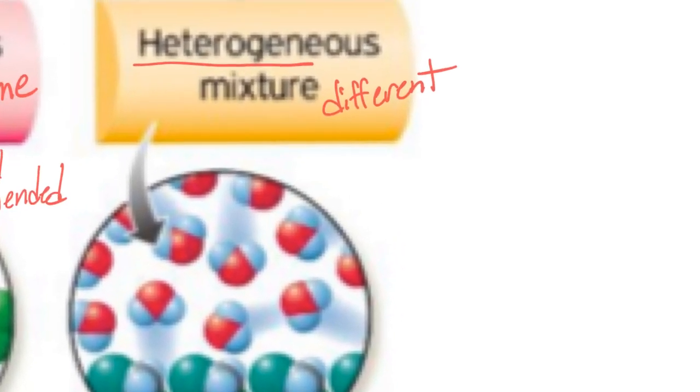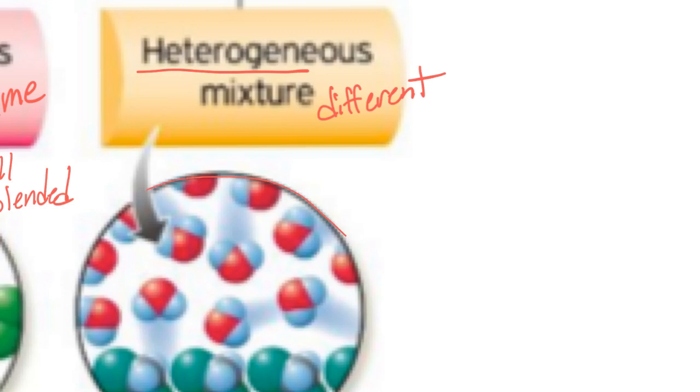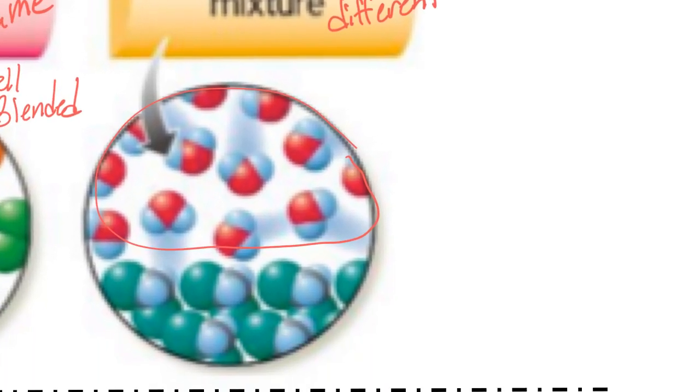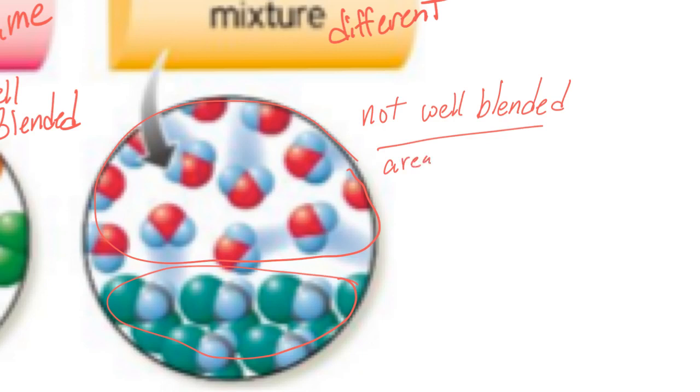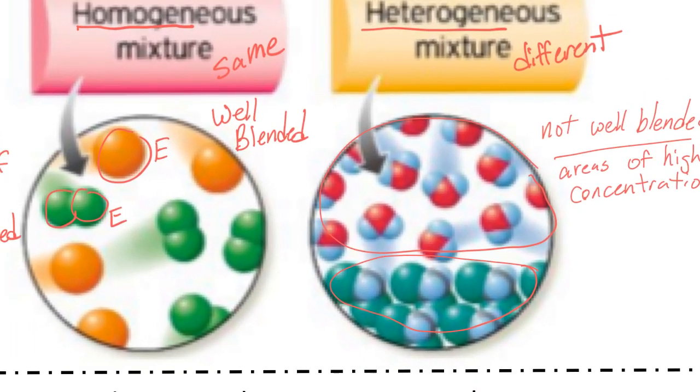When we look at the heterogeneous mixture, we've got different areas. So here we've got an area that has a high concentration of this type of molecule. This area has a high concentration of another kind of molecule. So here we're looking at things that are not well blended. Another way of saying this is we have areas of high concentration. Examples of homogeneous and heterogeneous mixtures.